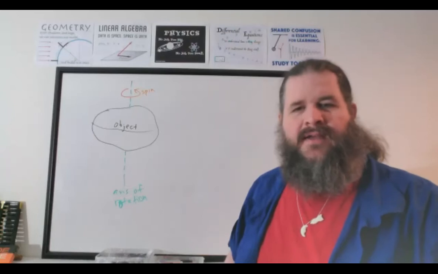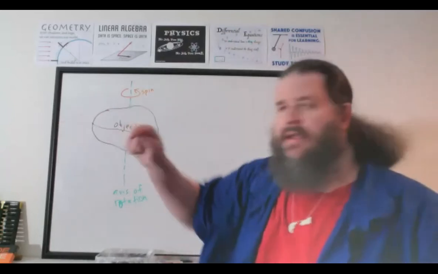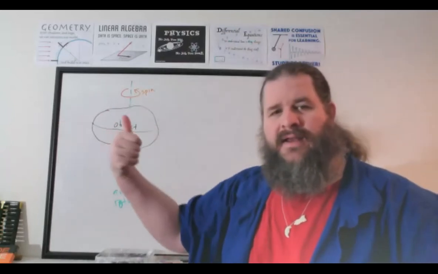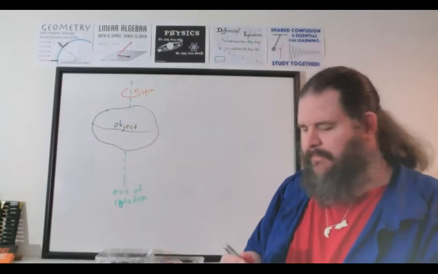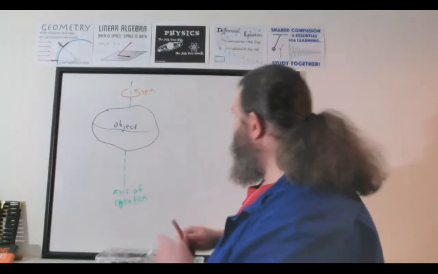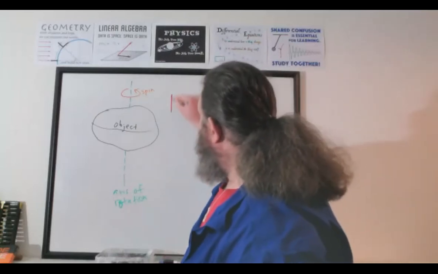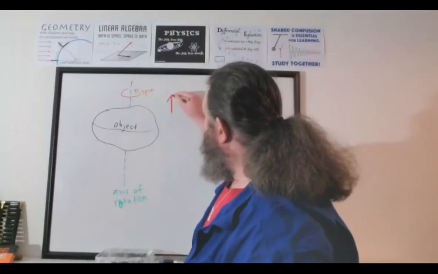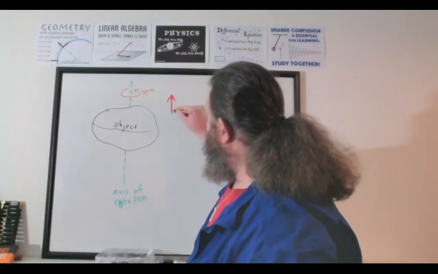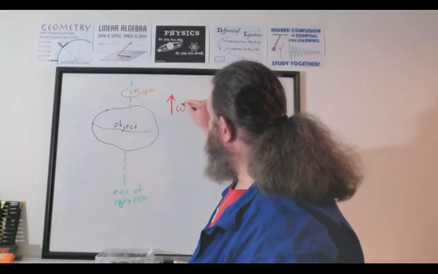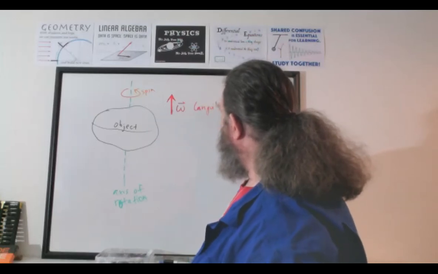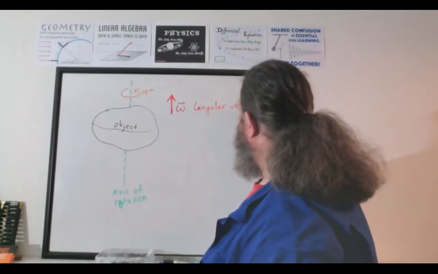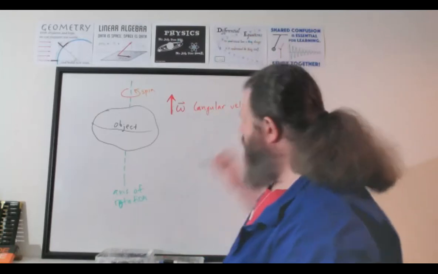Yeah, we could use the right hand rule, right? If it's spinning like this, you can curl the fingers of your right hand in the direction it's rotating, and your thumb tells you the direction of the angular velocity. So the angular velocity is an upwards vector here, usually written as omega. Omega is the angular velocity, or sometimes called the rotational velocity.